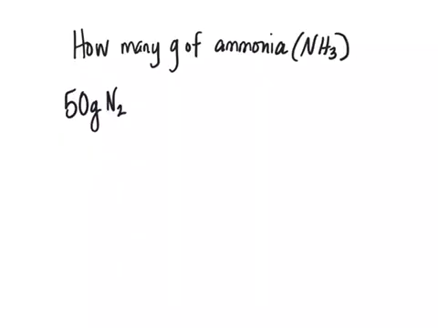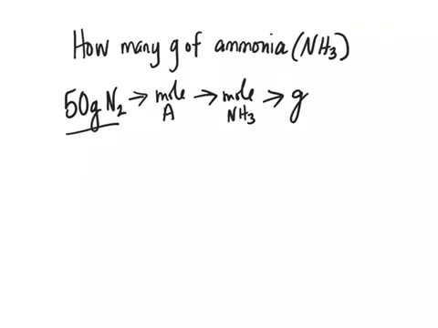Okay, for number 3, it wants to know now how many grams of ammonia will be produced. So I'm still starting with 50 grams of nitrogen, which means that I need to get to moles of that material. Then I'm going to use my mole to mole ratio to get to moles of ammonia. And then I can finally use the molar mass of ammonia to get to grams of ammonia. Pause it and try it on your own, and then take a look at my answer.